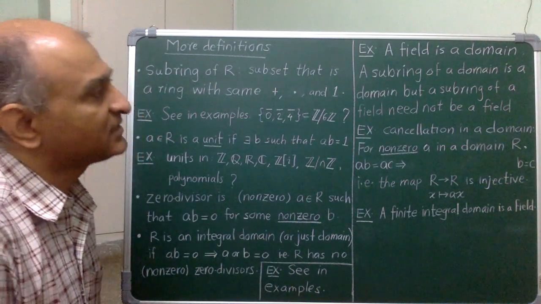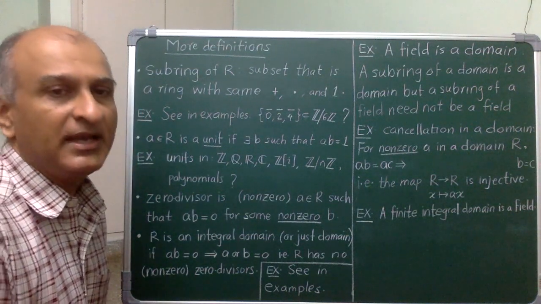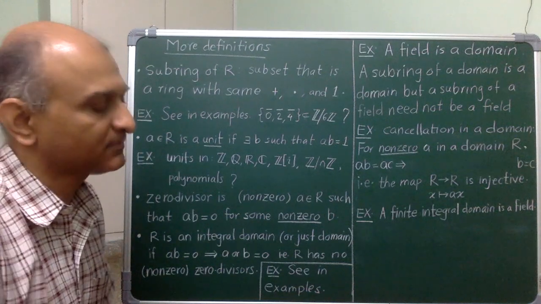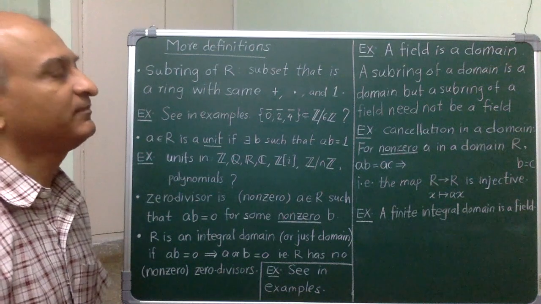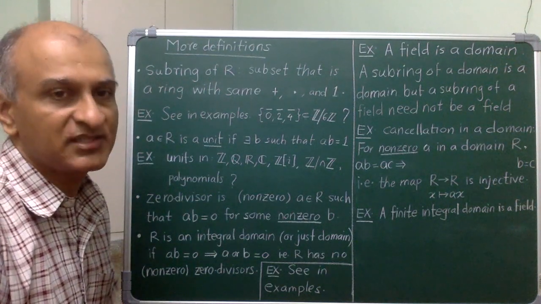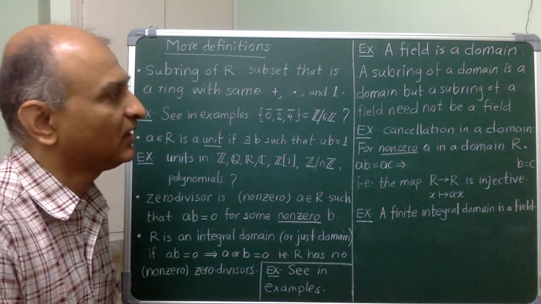If you have a field, a subring need not be a field. Examples are easy. For example, integers inside rational numbers. However, a subring of a field is going to be a domain simply because a field is a domain and a subring of a domain is a domain.